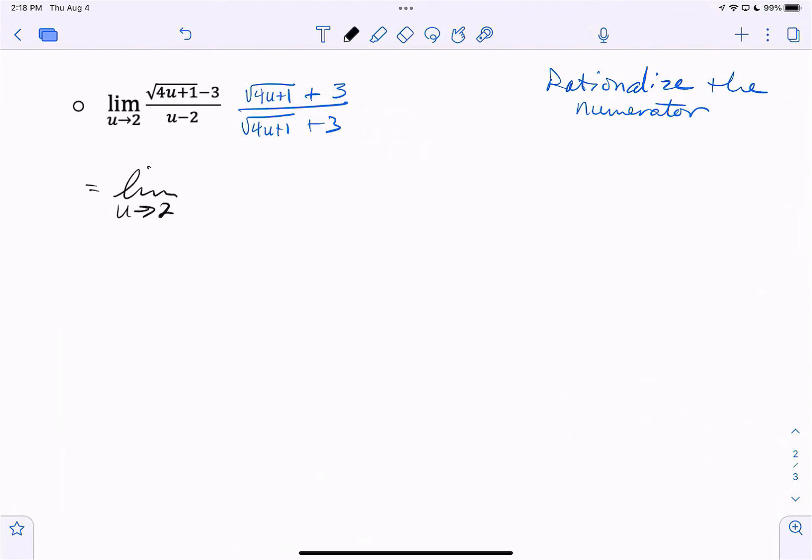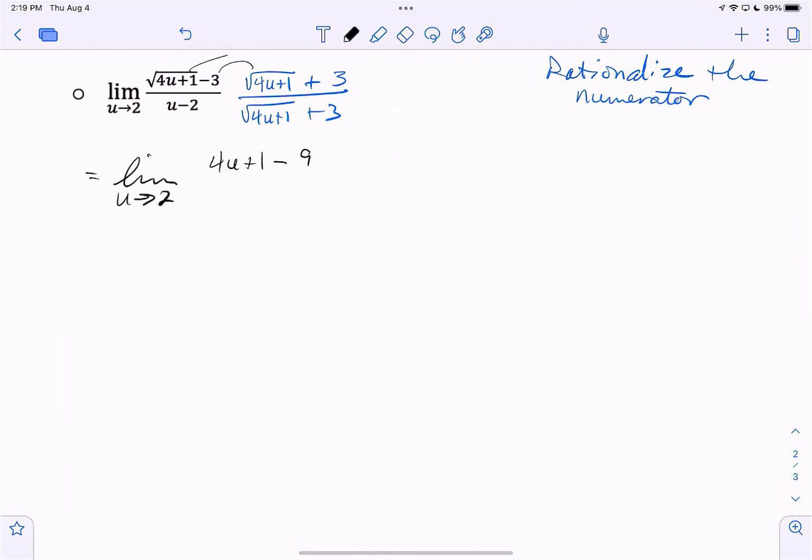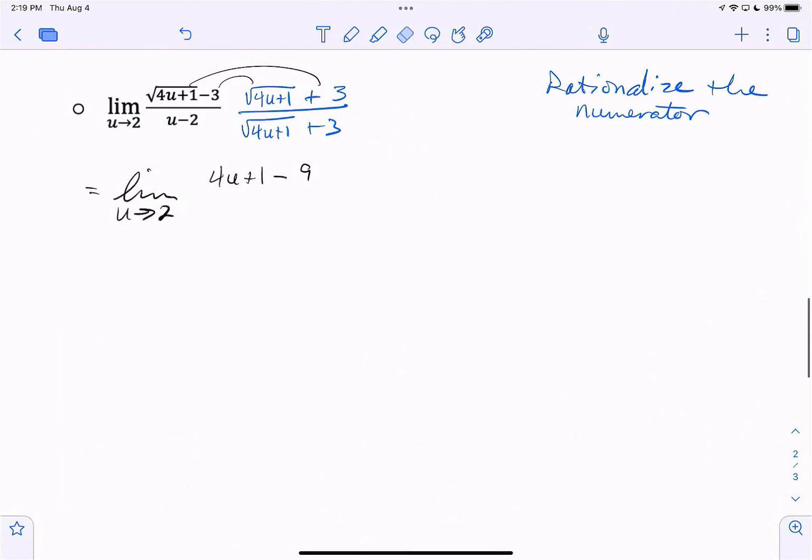I have to write down limit every step until I finally substitute the u, and we'll see when that happens. But until that happens, I have to write down this limit every single time. It's a lot of notation, but you get used to it. Multiplying the two conjugates in the numerator, I'm going to get the square of the first term, so 4u plus 1, minus the square of the last term, so 9. And you can see that the inner and outer terms will subtract out. That's why we're using the conjugate in the first place.